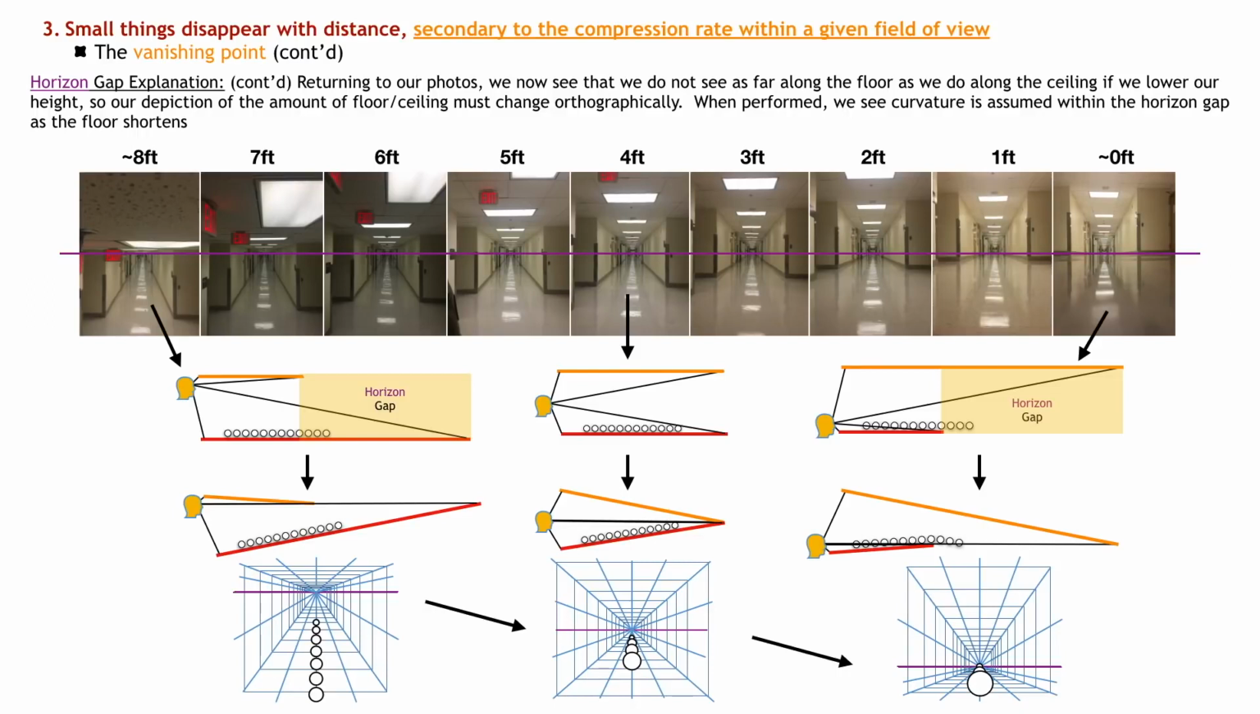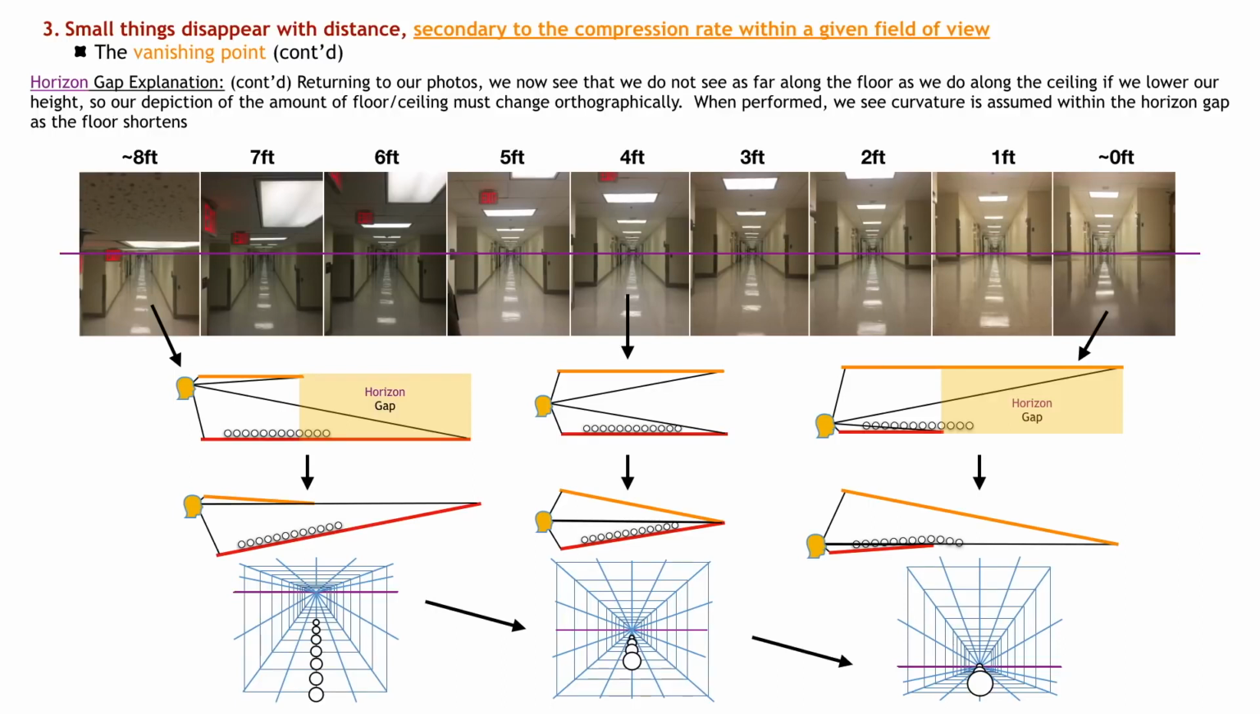But I've tried to give you a conceptual idea of how this looks and how this horizon gap forms. In the first case here, I'm at this 8-foot height and I have my eye very close to the ceiling, so I'm seeing very little along the ceiling, a very short distance. Alternatively, along the floor, which is the red line in this diagram, I'm seeing a very far distance. I can see a lot of the floor, right?